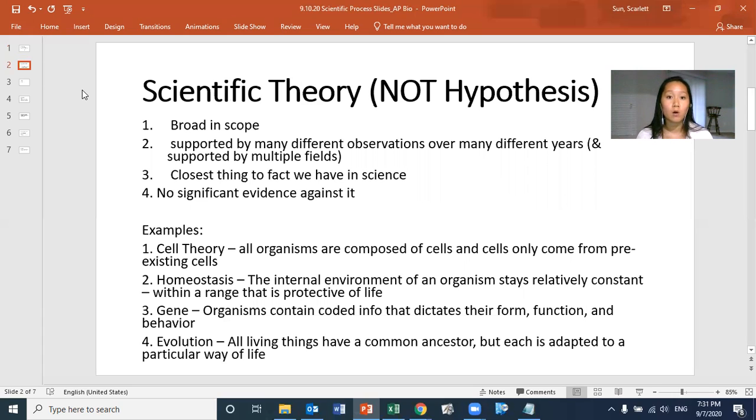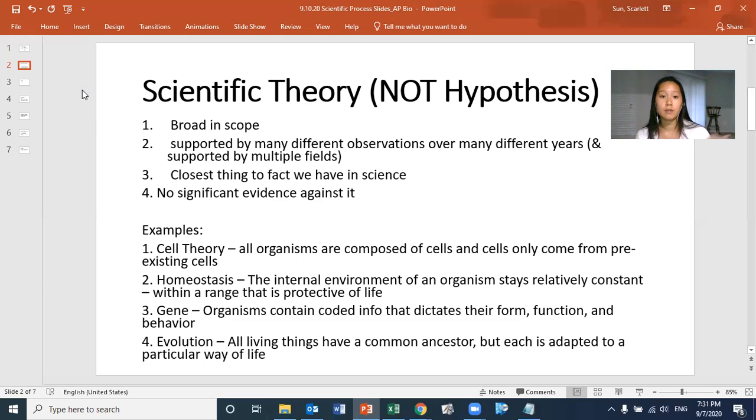Example is cell theory. All organisms are composed of cells and cells only come from pre-existing cells, right? You're made of cells. You're a living organism. And you came from cells from your mom and your dad, right? The egg and the sperm, those are cells, right? Bacteria also come from other cells, right? A bacteria will split off and become two bacteria, right? There was originally one bacterium though, right? So the cells are coming from another pre-existing cell.